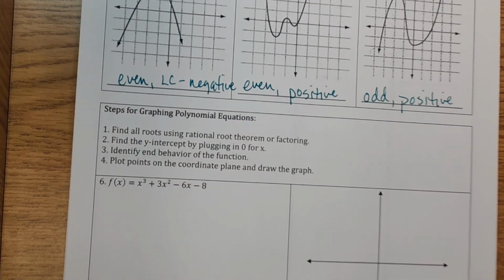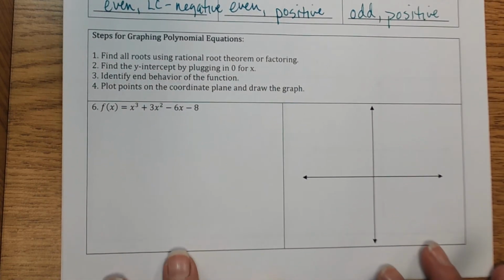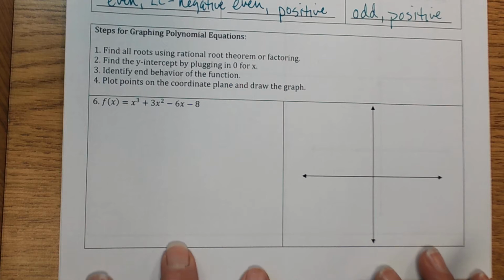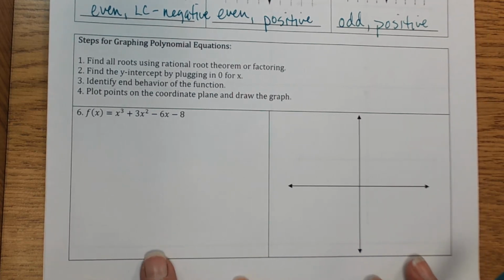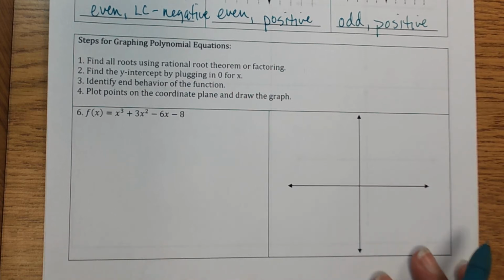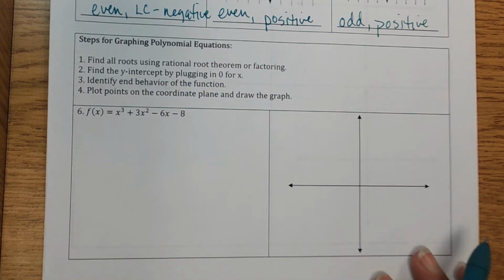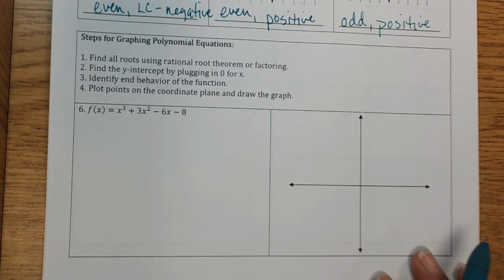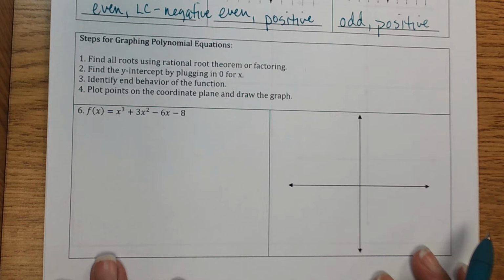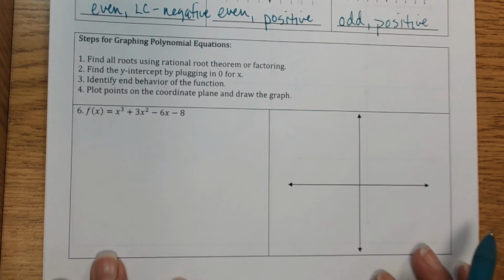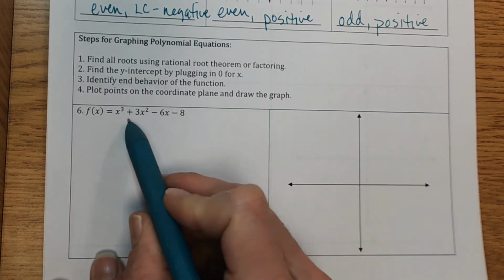Okay, so now we're going to put all the stuff that we've been working on and doing together and graph these polynomials. The first thing we're going to do is find all the roots using the rational root theorem, or factoring if factoring is available. Then we're going to find the y-intercept by plugging in 0 for x. We're going to identify the end behavior of our function, and then we're going to plot the points on the coordinate plane.